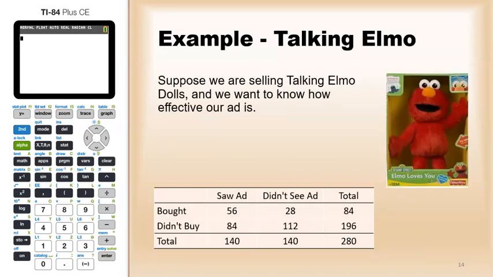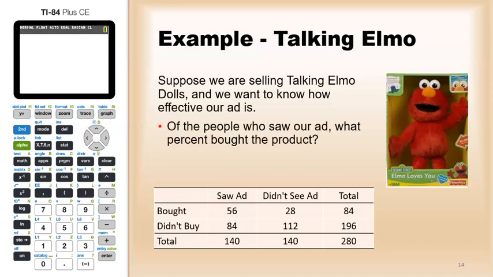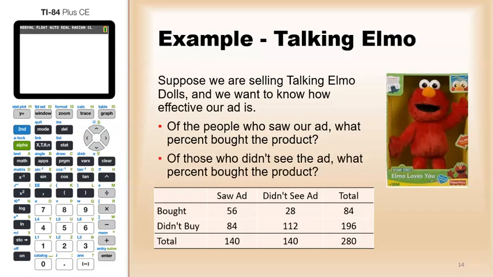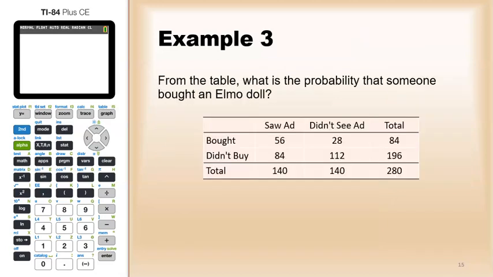Taking a different example, suppose we are selling talking Elmo dolls and we want to know how effective our ad is. Of the people who saw our ad, what percent bought the product? And of those who didn't see the ad, what percent did buy the product? Again, from the table, what is the probability that someone bought an Elmo doll? Well, there are 280 people overall. 84 of them bought an Elmo doll, so the probability is 84 out of 280, or about 30%.